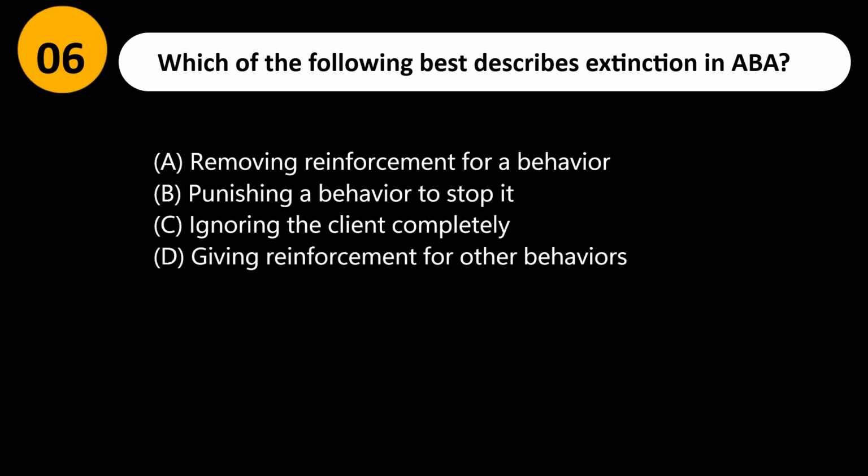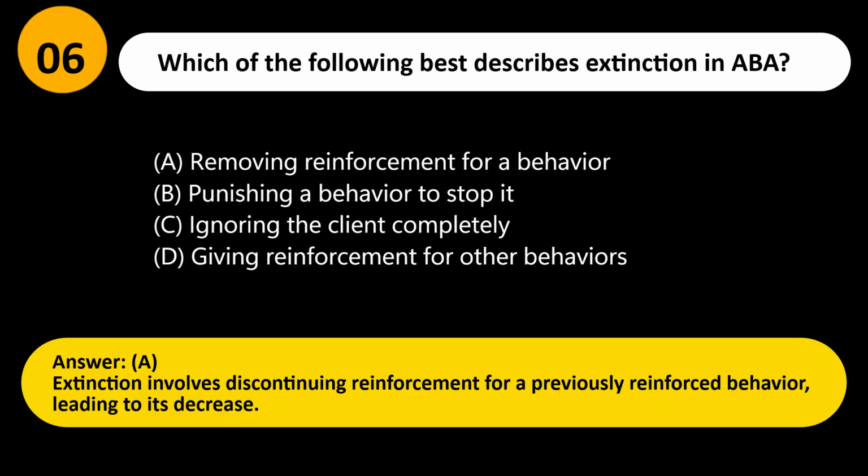Which of the following best describes extinction in ABA? A. Removing reinforcement for a behavior. B. Punishing a behavior to stop it. C. Ignoring the client completely. D. Giving reinforcement for other behaviors. Answer, A. Extinction involves discontinuing reinforcement for a previously reinforced behavior, leading to its decrease.